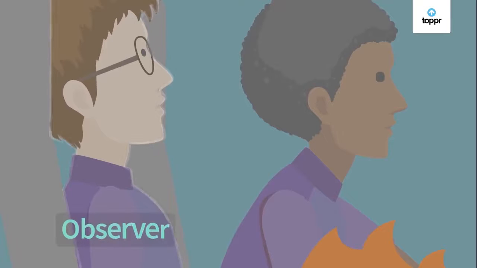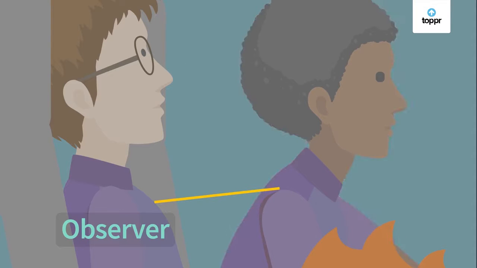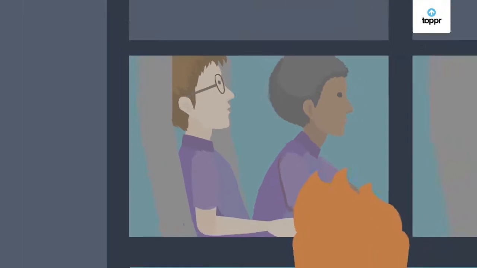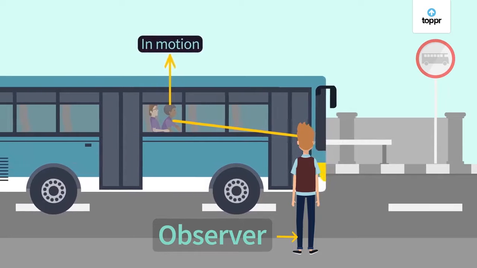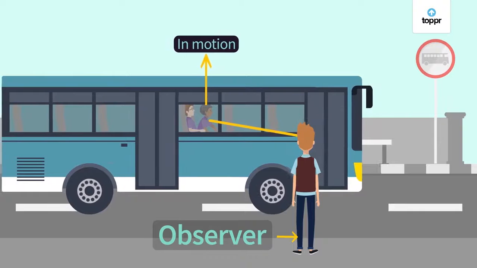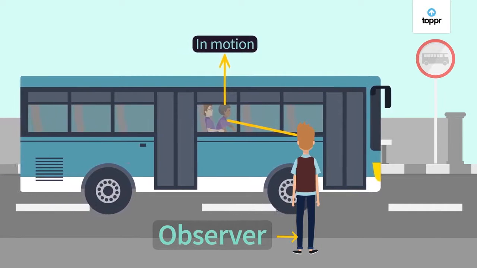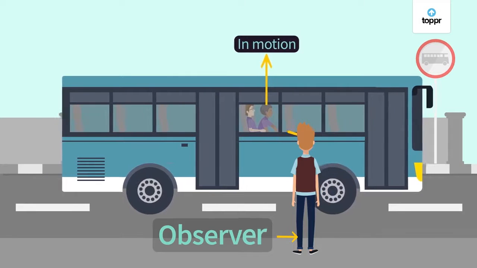Inside the bus, you are the observer who's judging the state of motion. Since the person is not changing position with respect to you, he appears to be at rest for you. But when an observer is on the ground, the person sitting on the bus is changing his or her position with respect to this observer. So, the same person appears to be in motion.